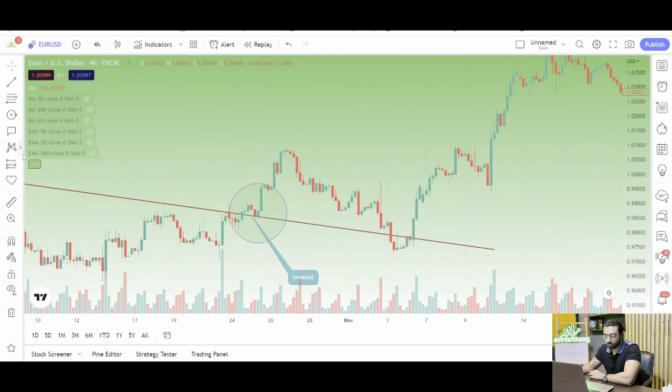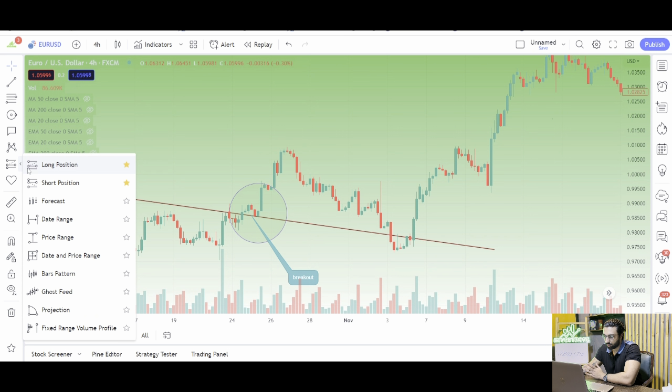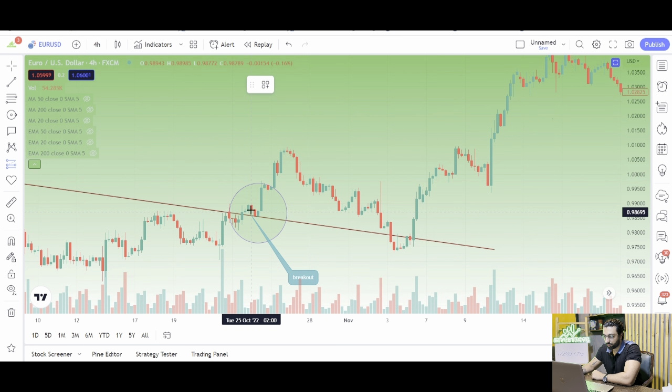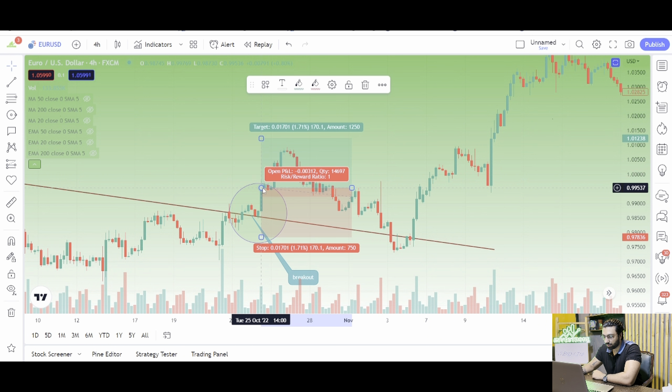So I will tell you the 2 entries from where you can take entry. Both will be correct, no problem about that. This was the candle in which the market broke out from the trend line. You waited for 1 or 2 candles. You see the market is not going below the trend line, so it's confirmed now the market can take off from here. So whether in this candle or you can wait for this candle, you can take entry from here.